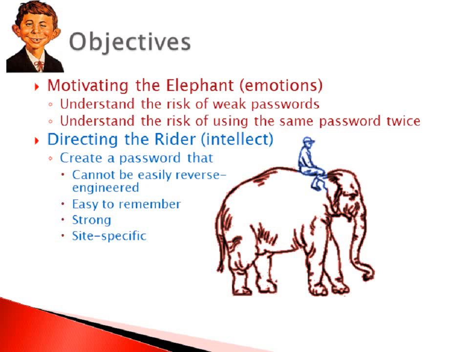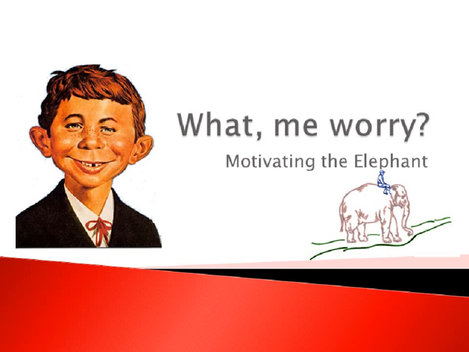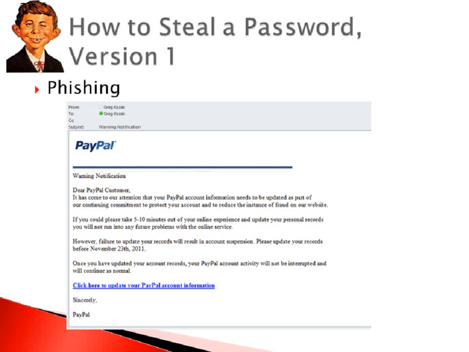So first we're going to motivate you why you need a new password mechanism. Then we're going to teach you how to do it. And finally, we're going to shape the path. We're going to clear all the obstacles out of your way to actually implementing that password. So the first thing is motivating the elephant, getting your emotional attachment to the need to understand why you need to change your password. Now, let's first talk about how passwords get stolen.